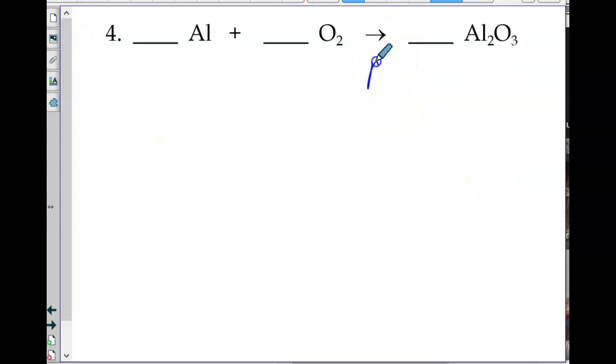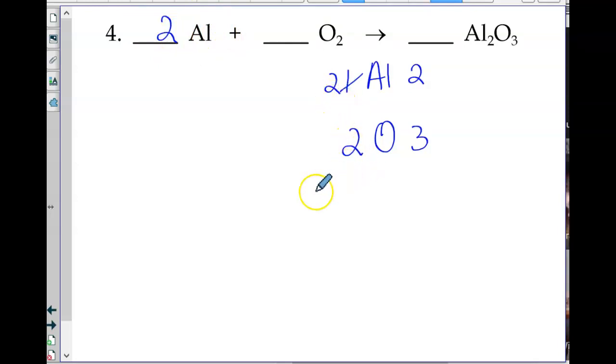Okay, number 4, we have aluminum and oxygen. And I'm putting oxygen last because normally oxygen last is the best case scenario, right? I have 1 aluminum on the left and 2 oxygens on the left. I have 2 aluminums on the right and 3 oxygens on the right. So first thing I'm going to do is fix my aluminums by putting a 2 in front. That makes this go to a 2. Remember, I always kind of focus up here in the balanced equation, and then I do my adjustments down here. That's the safest way to think about this work. So oxygen is 2 and 3.